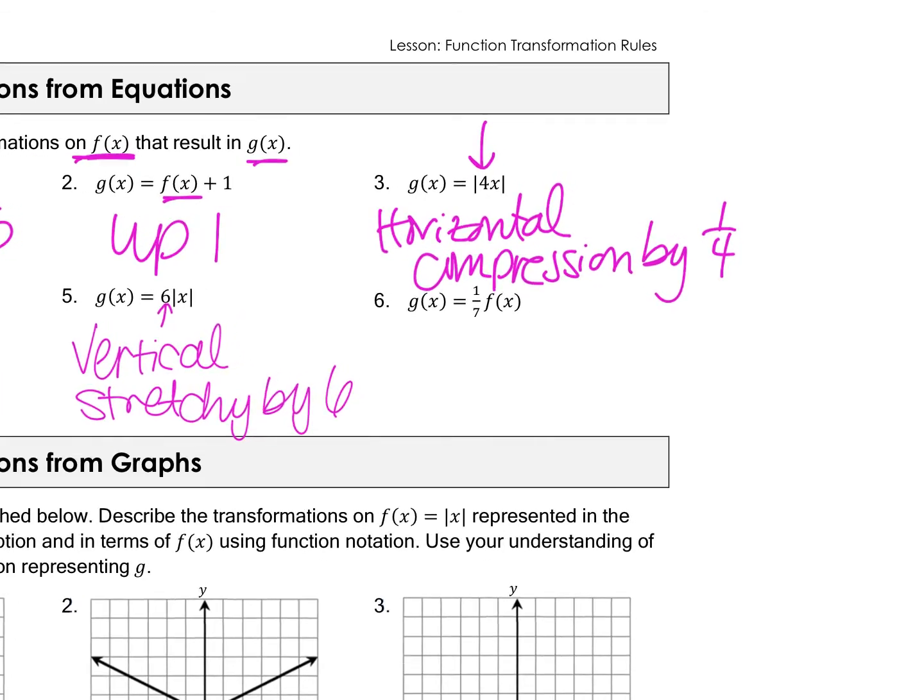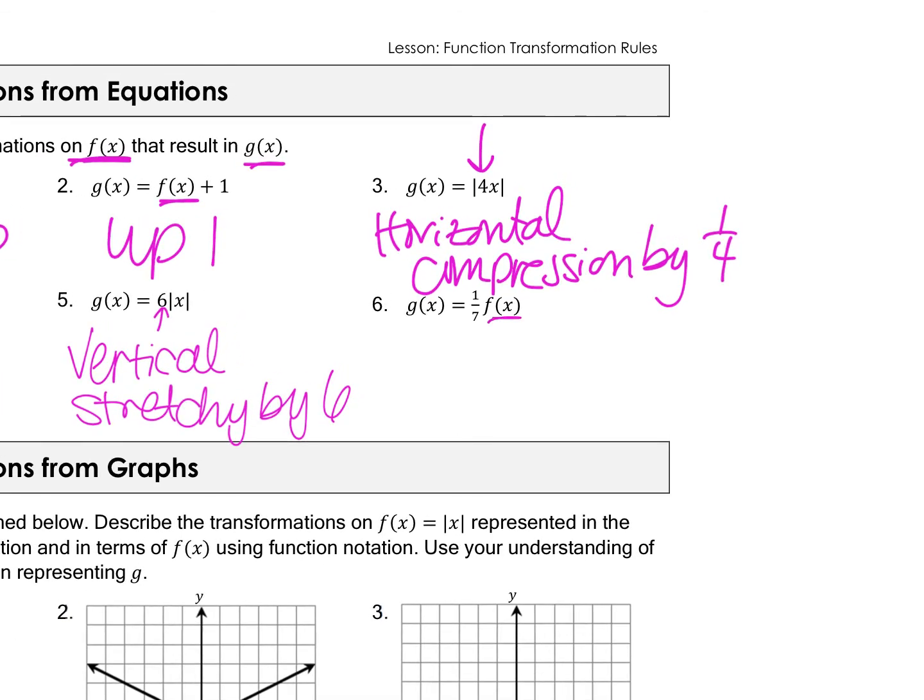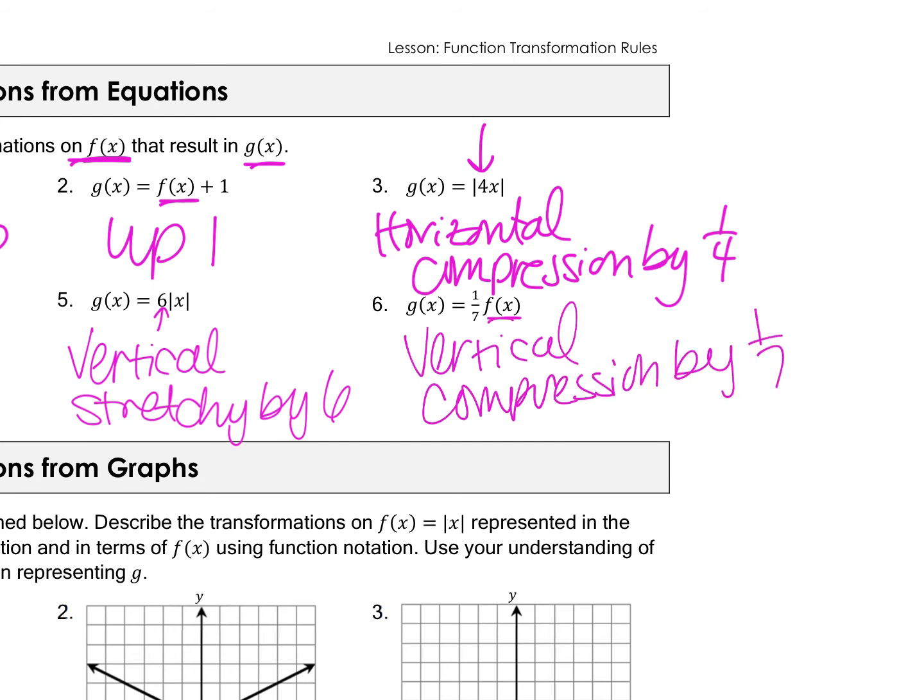Looking at this next one, we have function f, which is the same thing, absolute value of x, and then we have 1/7 in front, so this will be a vertical compression by 1/7. So if you're multiplying by a number on the inside, it's going to be horizontal. If you're multiplying by a number on the outside, it's going to be a vertical. Compression is in between 0 and 1. Stretch is greater than 1.